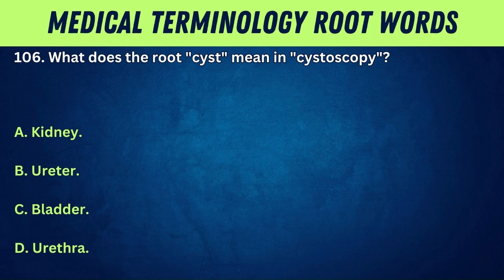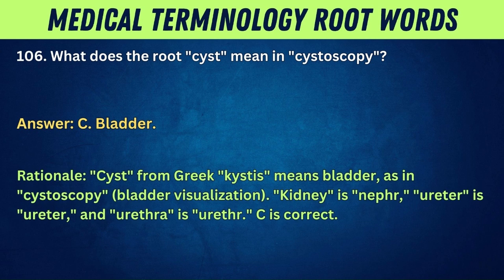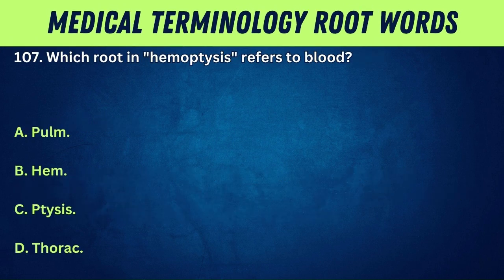106. What does the root cyst mean in cystoscopy? A. Kidney. B. Ureter. C. Bladder. D. Urethra. Answer: C. Bladder. Rationale: cyst from Greek kystis means bladder, as in cystoscopy, bladder visualization. Kidney is nephr, ureter is ureter, and urethra is urethr. C is correct.